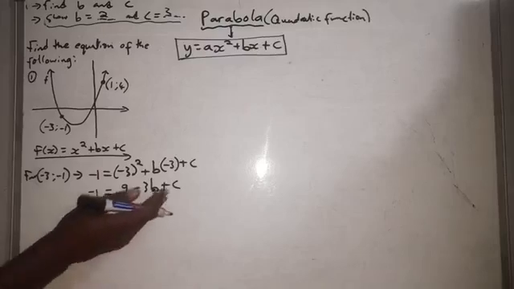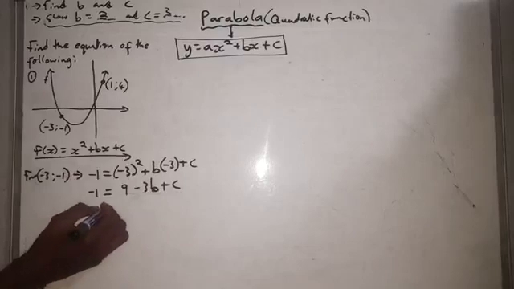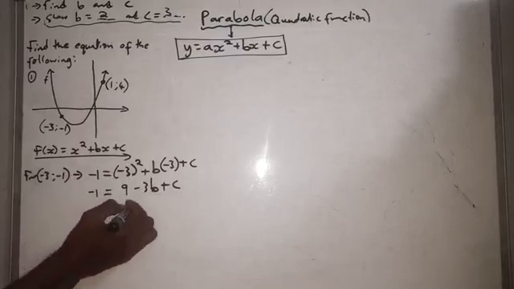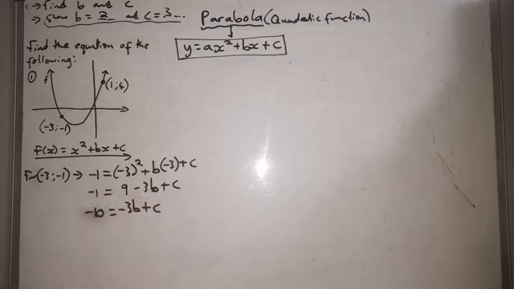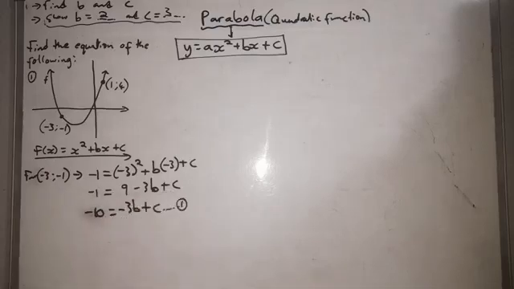Now the unknowns are b and c. Just take this to this side. Minus 1 minus 9 is minus 10 equals negative 3b plus c. Then I'm going to name this equation number 1, because already I can see that I have 2 unknowns.